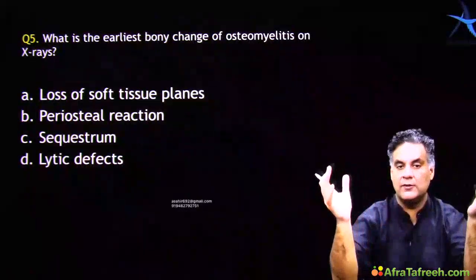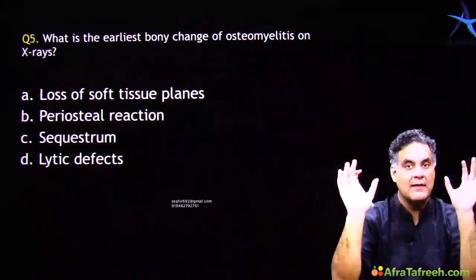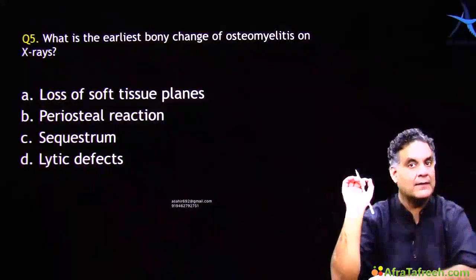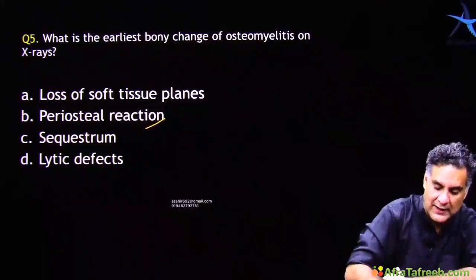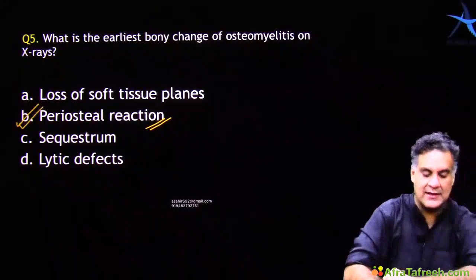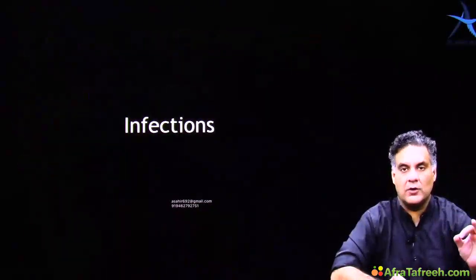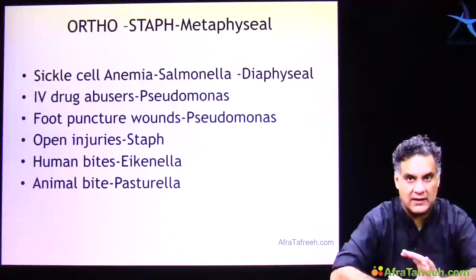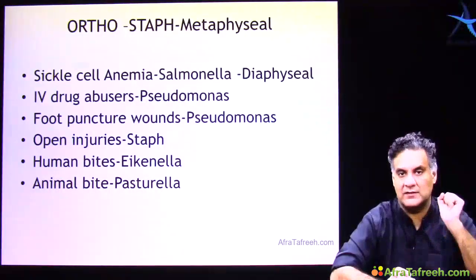And what is the earliest bony change of osteomyelitis on X-rays? Mind you, in this question, they're asking for the bony change. The change is loss of soft tissue plane, but the bony change is a periosteal reaction, and that is a key point that one should remember. Coming to infections, remember in orthopedics, the number one organism is Staphylococcus aureus, and the area affected is the metaphysis. As I had already told you, infections and tumors are in the metaphysis.